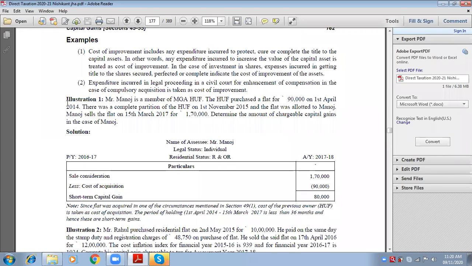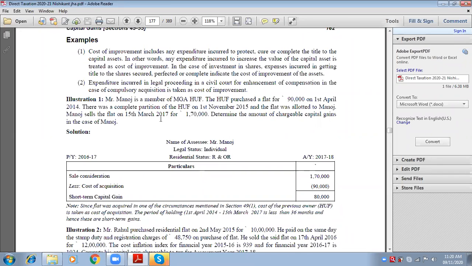The property was purchased on 1st April 2014. Can you tell me whether it is more than 3 years, less than 3 years, or equal to 3 years? Ma'am, less than 3 years. It is exactly less than 3 years? Yes. 15 days short. It was sold on 15th March 2017, so it is 15 days short of 3 years. Do you understand?